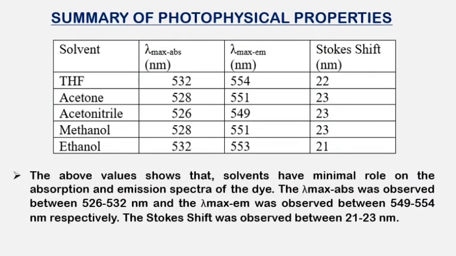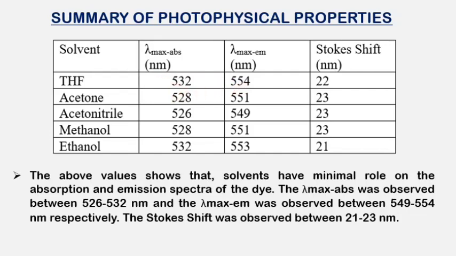These are the values we have taken from the above spectra. Here is the list of the solvents we have used. All these solvents are polar solvents. These are the lambda max absorption values. These are the lambda max emission values. And these are the Stokes shift values. Stokes shift is basically the difference between the lambda max absorption and lambda max emission.